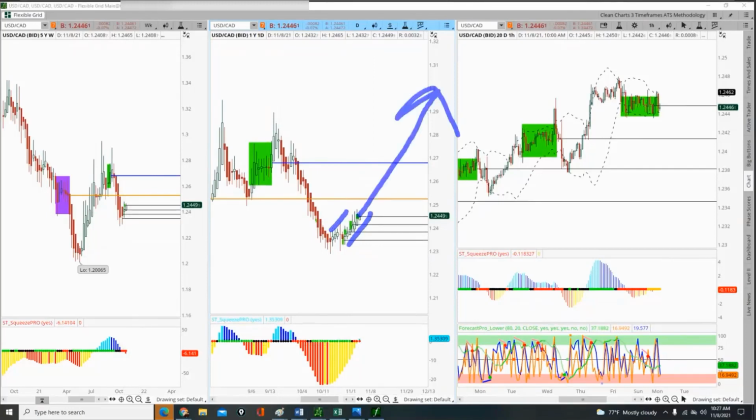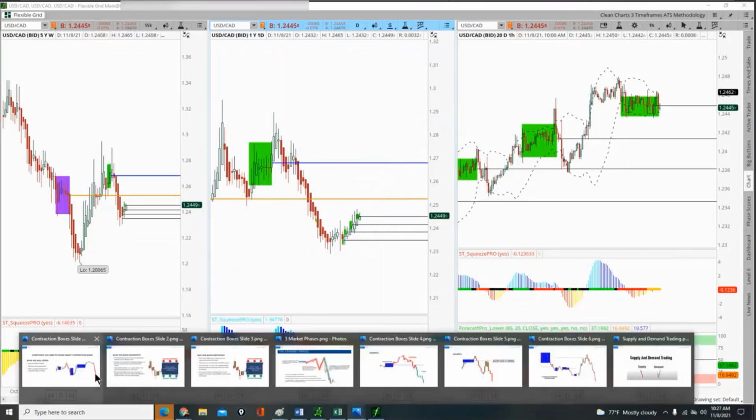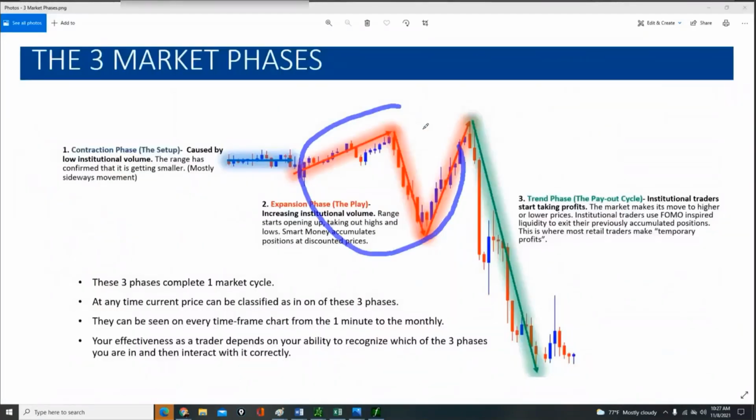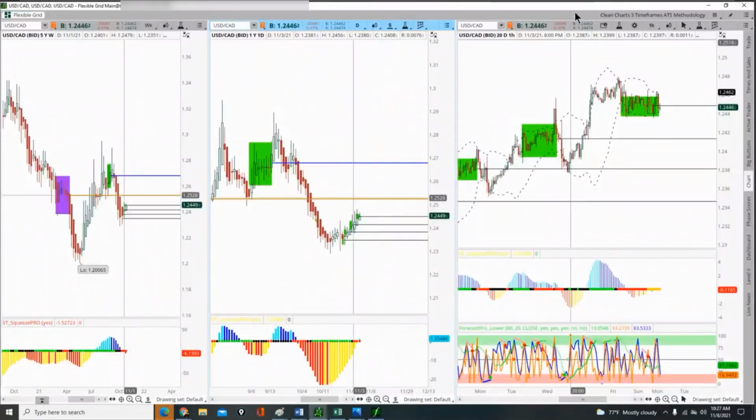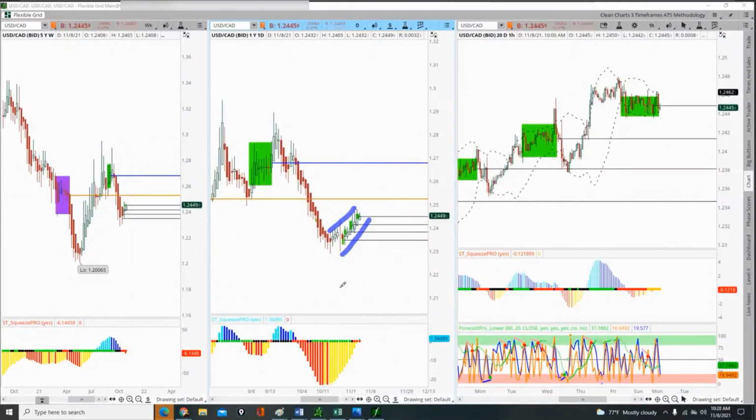We don't know. What I do know is this is the expansion phase. It could go all the way back up to here. Right? We're in the expansion phase. What's the expansion phase? Go back to what we talked about in the beginning. We're in this phase. But besides that, we're going up. Right now, we're trending. So I'm going to trade my trending strategy. My trending strategy is walking up the ladder. And I'm going to show you the ladder. And walking down the ladder.